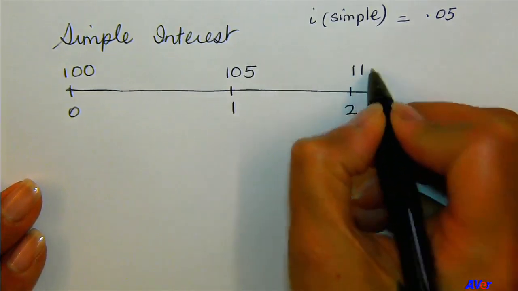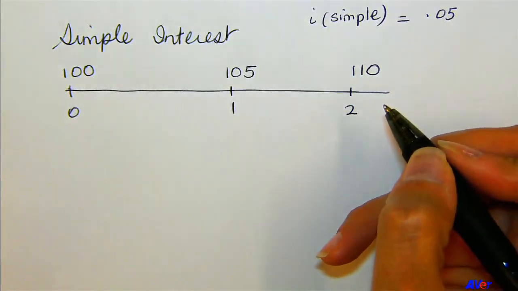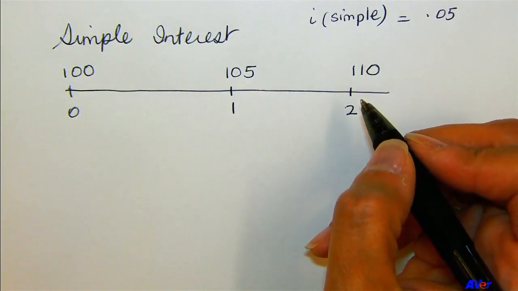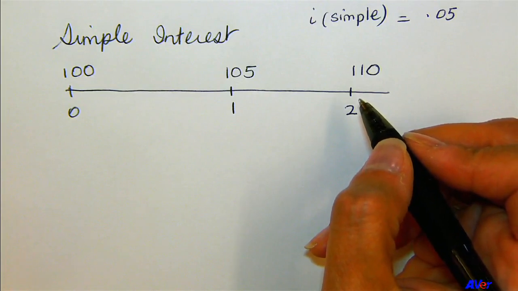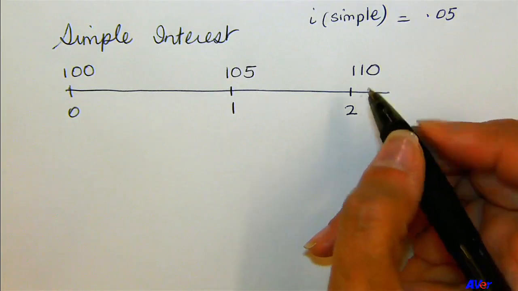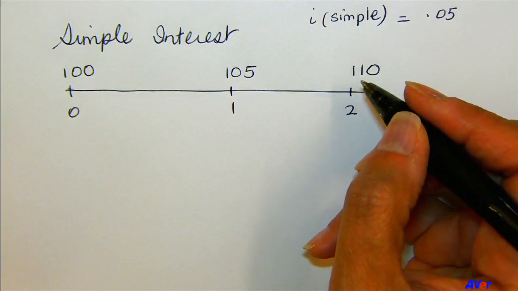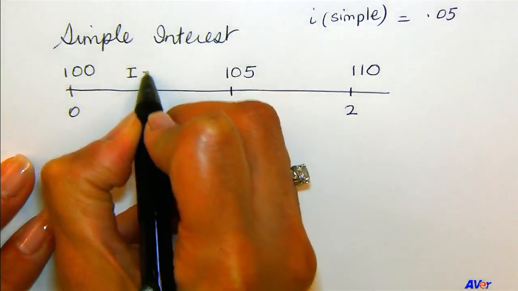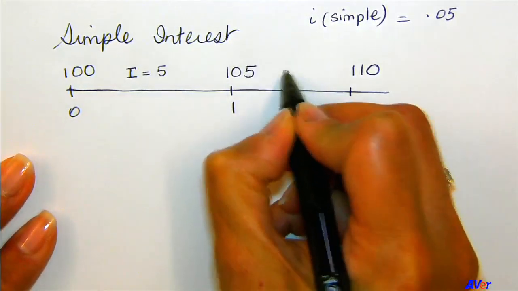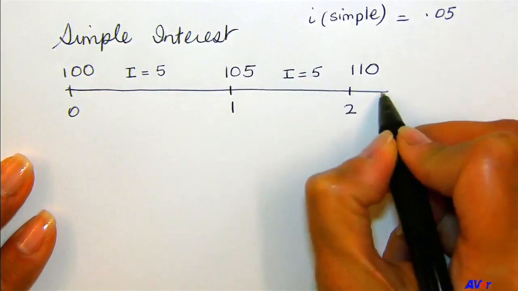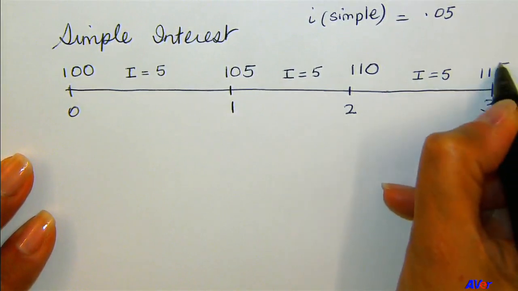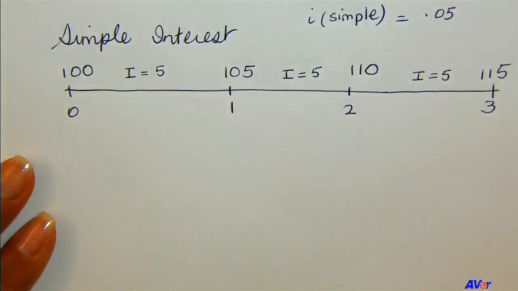110. So what has happened? What is the rule here for simple interest? You only base it off the starting principal amount, it's not compounded. The amount of interest is based on the principal that you began with and does not change from year to year. So the interest, capital I, here was $5, and here I was another $5, and in the next period here, I will be another $5. So you will have $115 at the end of 3 years.